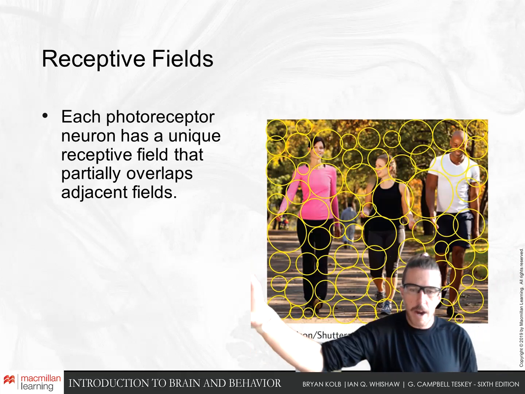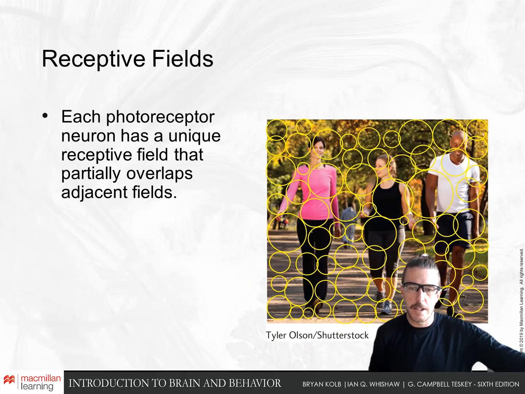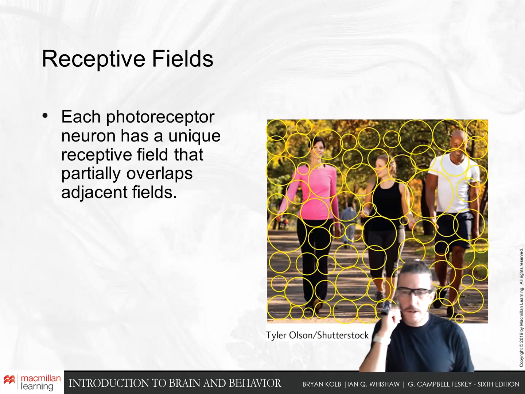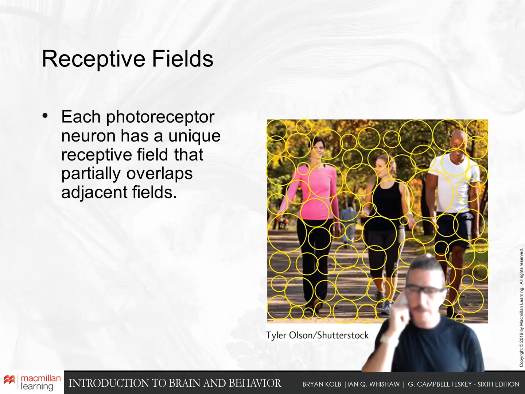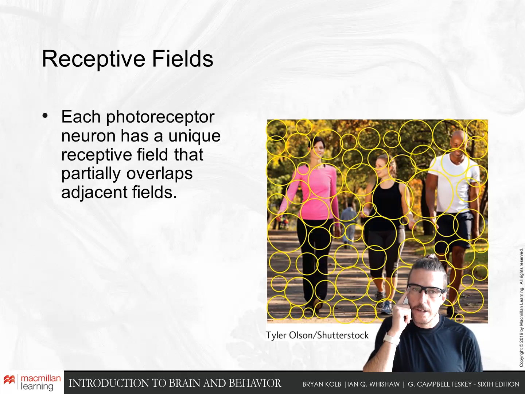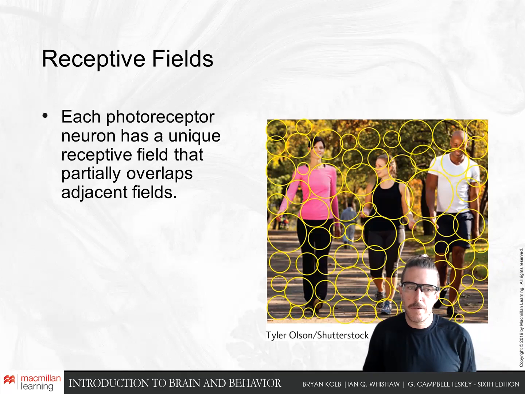So everything to the right of you, for instance, is going to hit the left side of each of your eyeballs, and everything to the left of you is going to hit the right side of each of your eyeballs. So a neuron on the right side of your retina, I just realized that the image may be flipped for you, but the neuron on the right side of your retina has a receptive field somewhere in the left visual field.